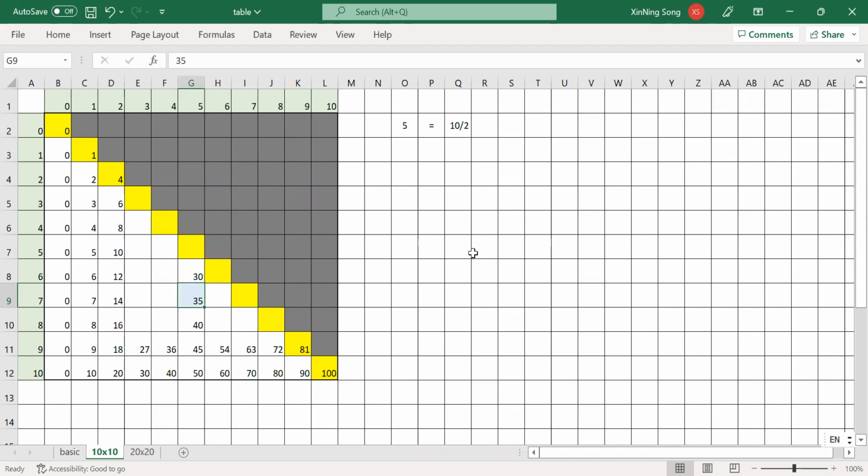Okay, so now we're going to work on which one? Let's see. We are almost done. Okay, now we're going to work on the times 4.